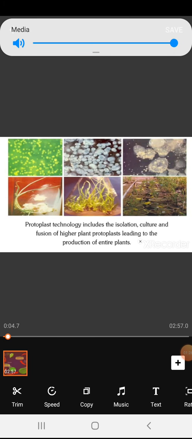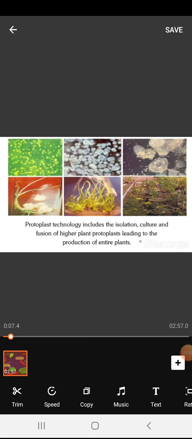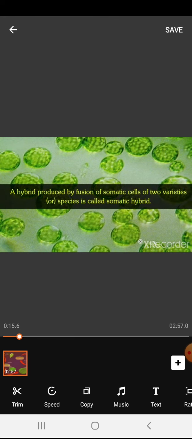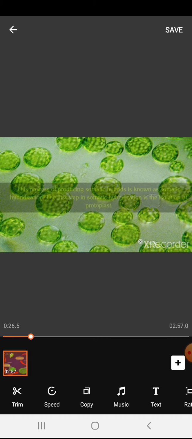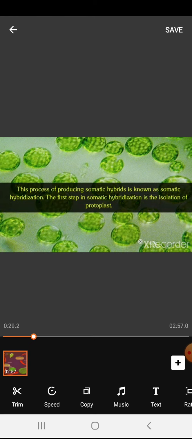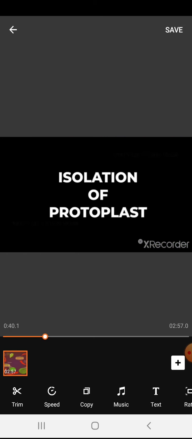Protoplast technology includes the isolation, culture, and fusion of higher plant protoplasts, leading to the production of entire plants. A hybrid produced by fusion of somatic cells of two varieties or species is called a somatic hybrid. This process of producing somatic hybrids is known as somatic hybridization. The first step in somatic hybridization is the isolation of protoplast. Let us see about the isolation of protoplast.